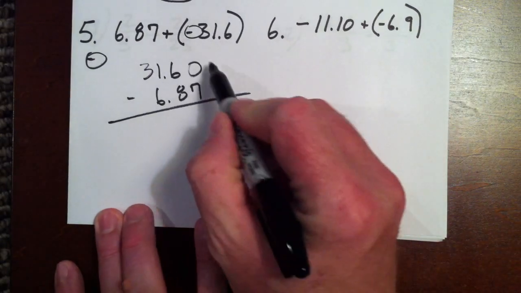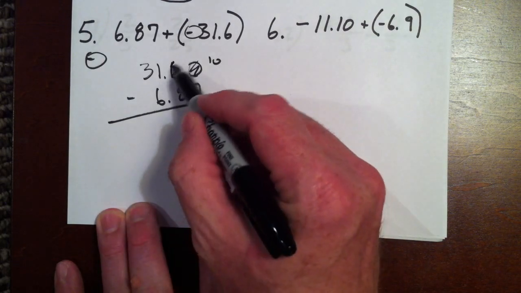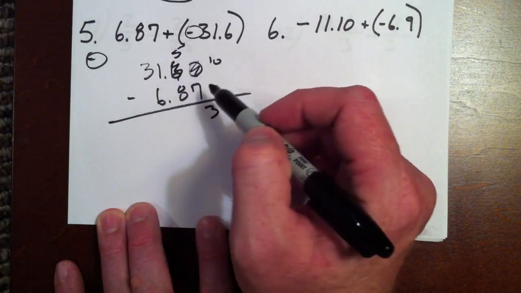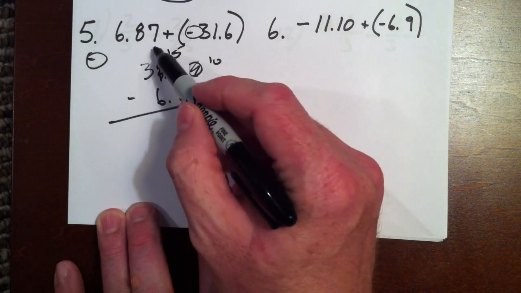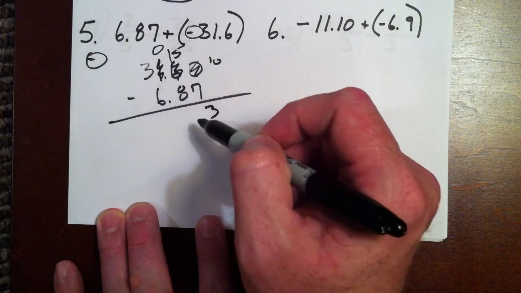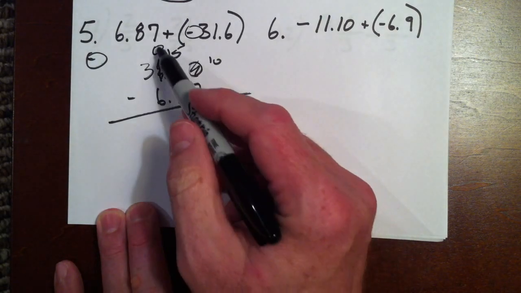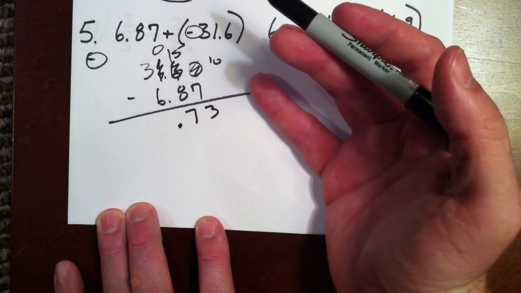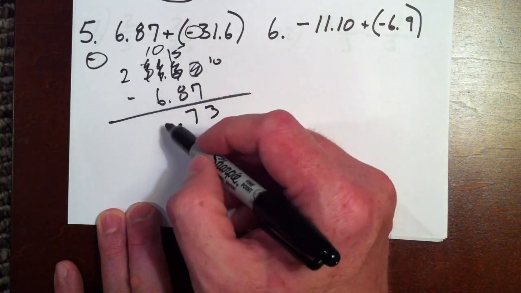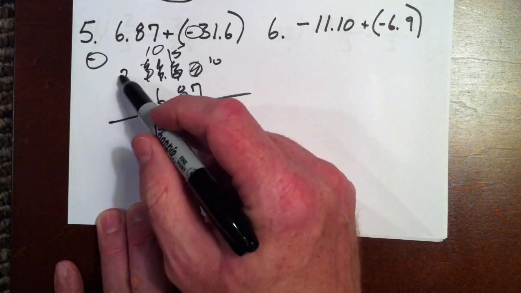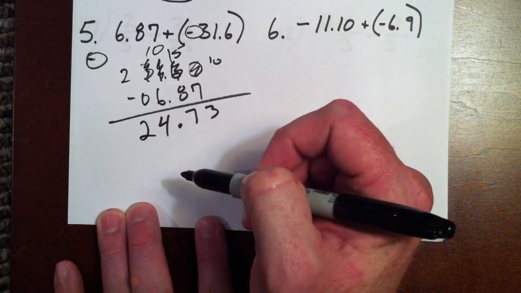This becomes a 10 and a 3 here. This becomes a 5, but that won't work either, so we have to make that a 15 and borrow from here, making that a 0. 15 minus 8 is 7. Now I've got 0 minus 6. Well, again, that won't work either, so I've got to borrow from here and make that a 2. I've got 10 minus 6 is 4. 2 minus 0 is 2.